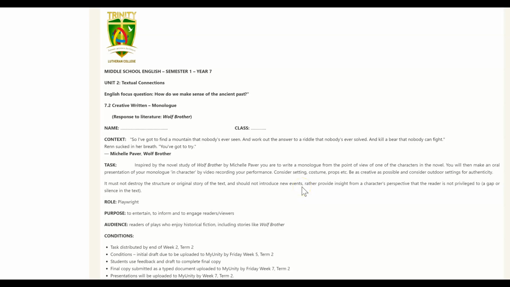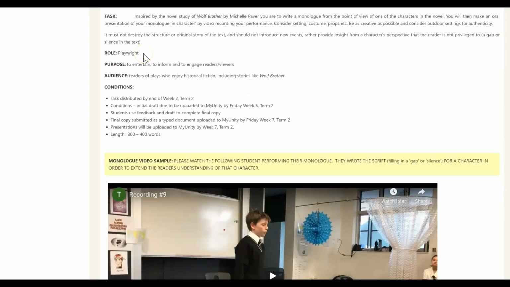Rather, you pick a moment from the novel and you provide insight from a particular character's perspective, maybe what they were thinking and feeling at the time that we didn't hear as a reader. This is called a gap or a silence in the text. You will be in role of a playwright because you'll be writing your script and then you'll actually be performing it. Your purpose is to entertain, inform, and engage your readers and viewers, and your audience is a person who is a reader of plays who enjoys historical fiction, including stories like Wolf Brother.